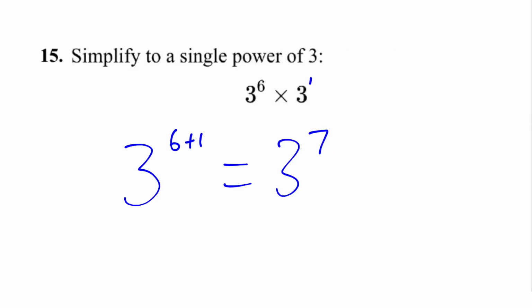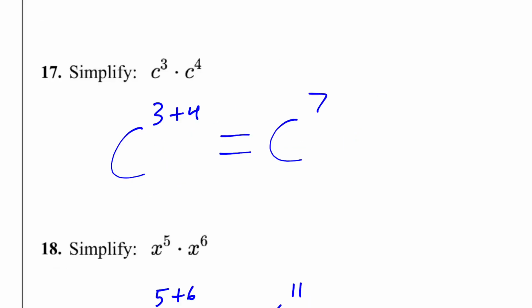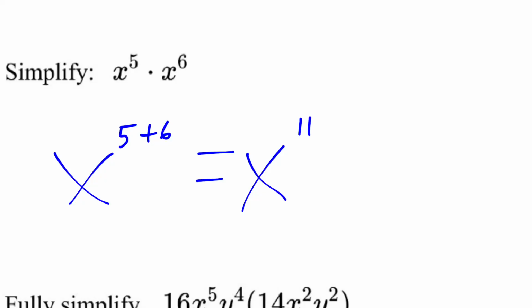This is the product rule. If you have the same base, you can add the exponents. 6 plus 1 is 7. If you have the same base and you're multiplying, you add the exponents. 5 plus 6 is 11. Same base and you're multiplying, add the exponents. 3 plus 4 is 7. 5 plus 6 is 11.